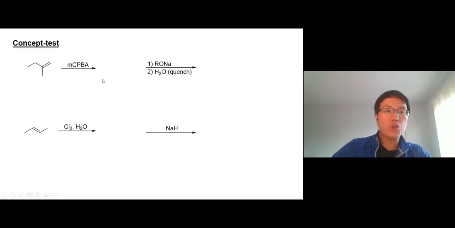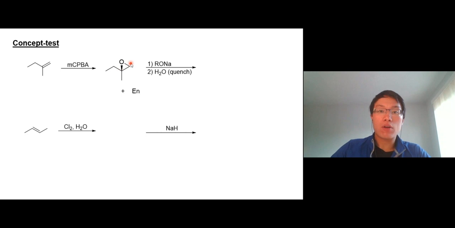Okay, let's practice together. First off, we have an alkene adding meta-chloroperoxybenzoic acid, a peroxy acid, so you're going to get the epoxide ring. So, epoxide synthesis. Okay, and enantiomer, so the oxygen can be at the top and at the bottom face.